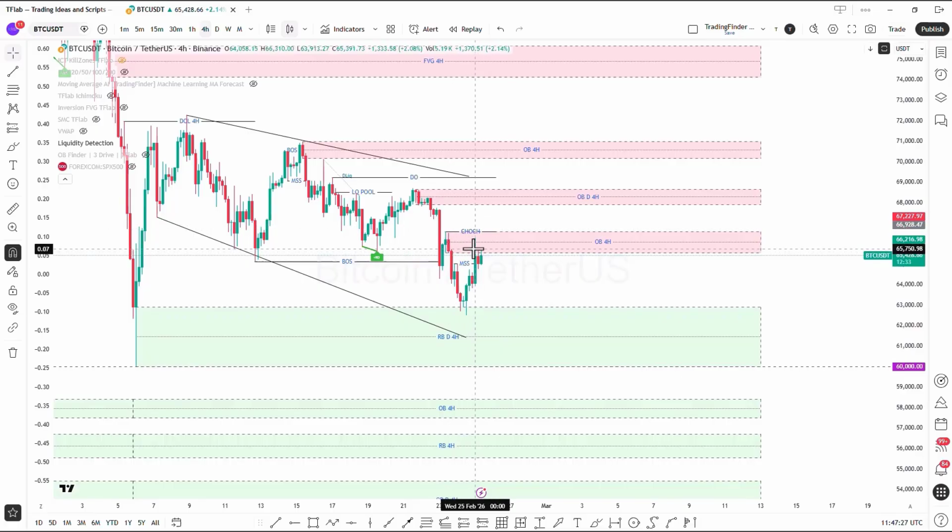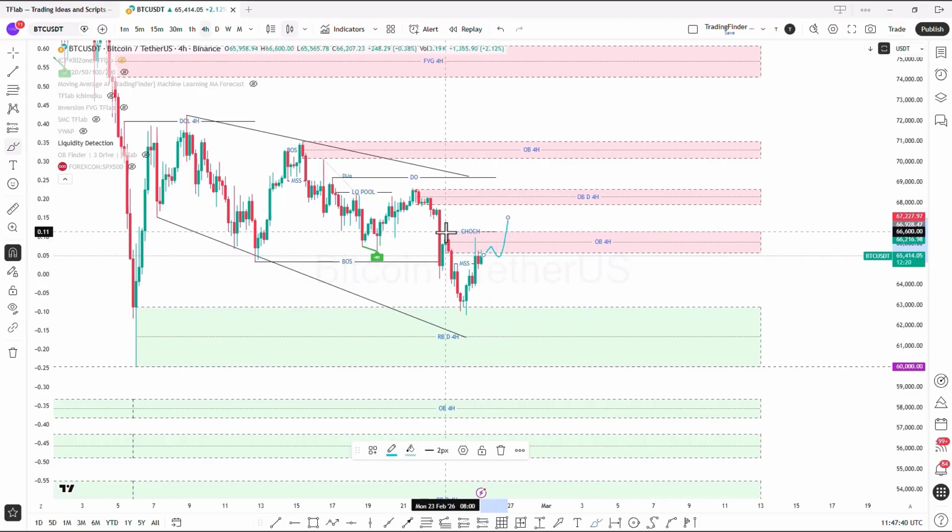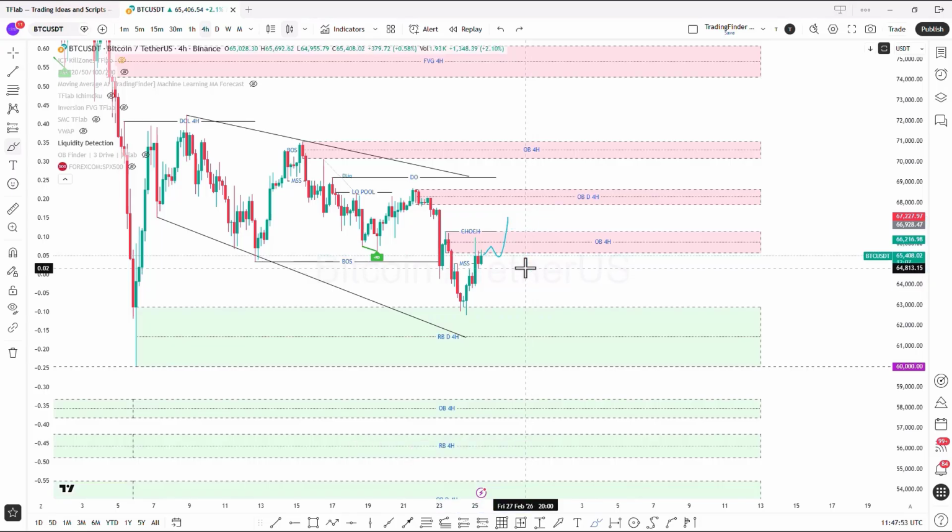An order block zone. It is predicted that if the positive sentiment within the market increases, the price can continue its bullish trend, and if it closes above the 66,600 level, it can move up to the order block zone at the 67,350 level. It can continue its bullish trend, and after that, have a short-term downward correction.